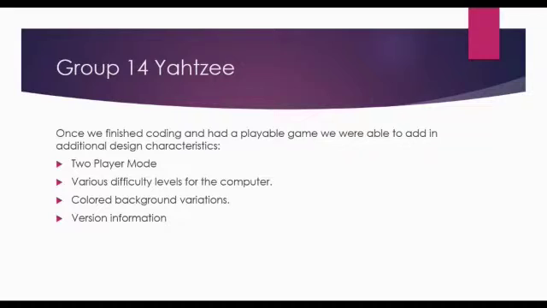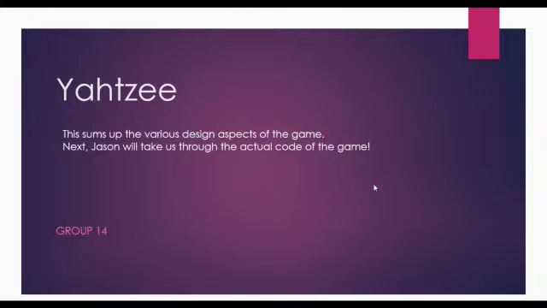Once we finished coding and had a playable game, we added in a couple of additional design characteristics. 2-player mode, various difficulty levels for the computer, colored background variations to help the scoreboard show it better, and then a button to show the version and the people who designed it. These were all added in once the game was playable. This sums up the various design aspects of the game. Jason will take us through the actual coding of the game.